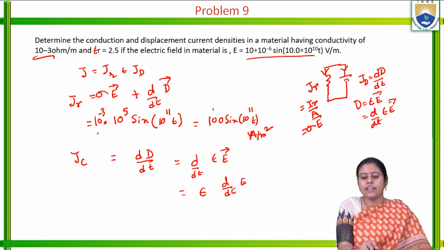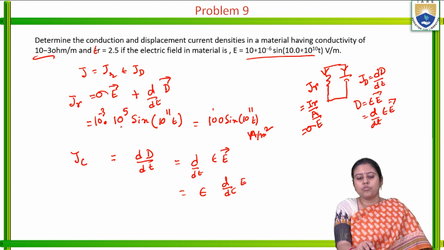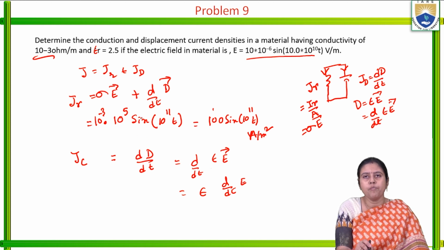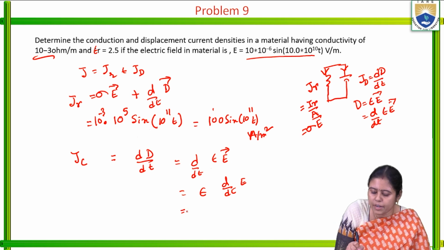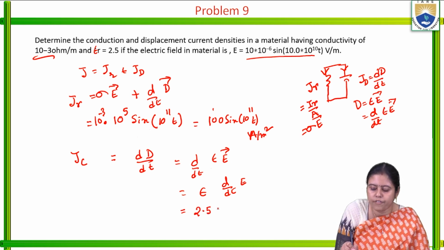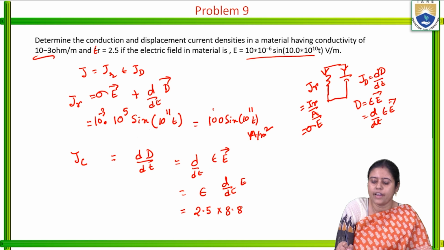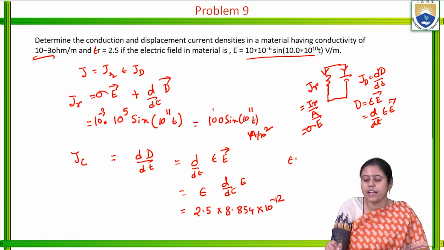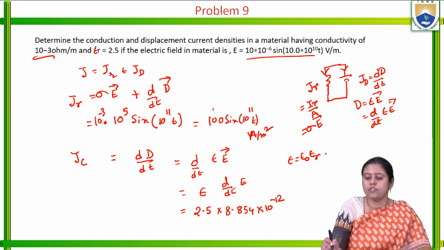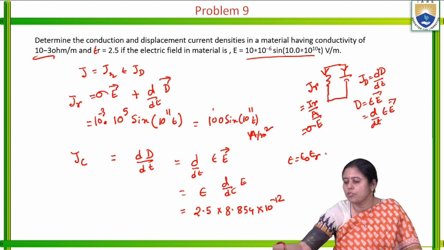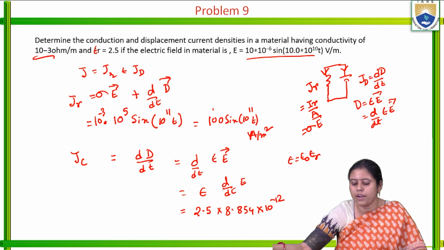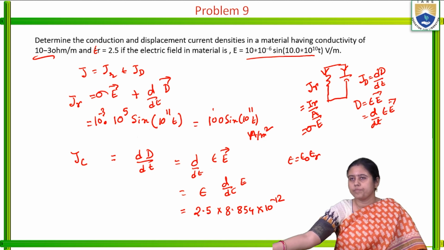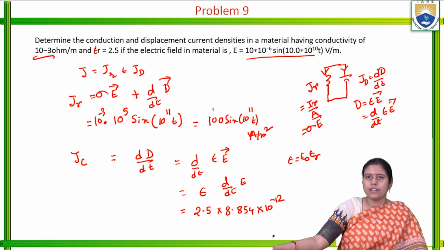What is epsilon? E is 10 to the power 5 sin 10 to the power 11 t. So what is epsilon? Epsilon is equal to 2.5 into 8.854 into 10 to the power minus 12, because epsilon is equal to epsilon naught into epsilon r. So 2.5 into 8.854 into 10 to the power minus 12.